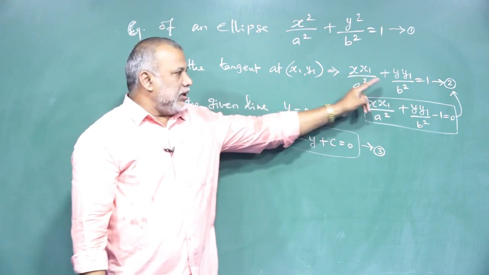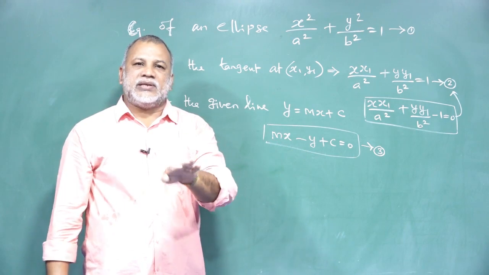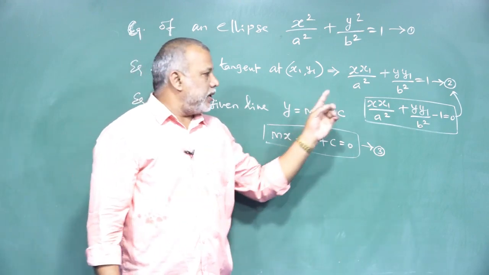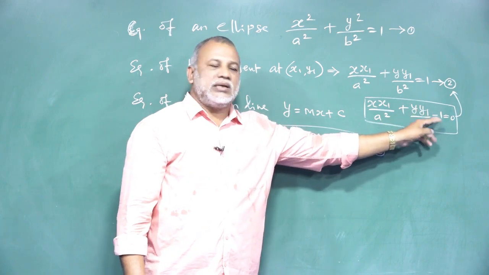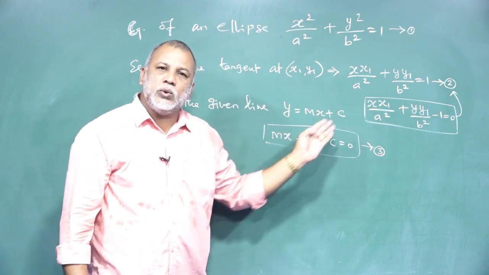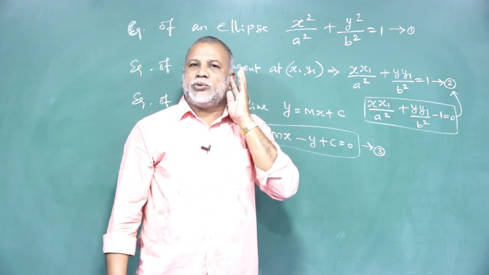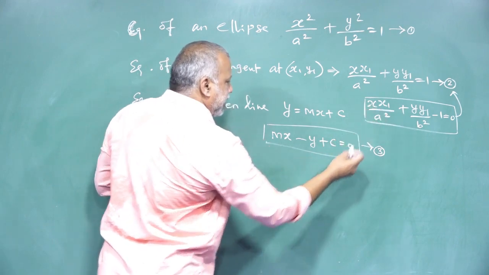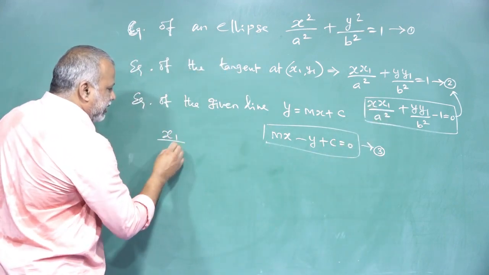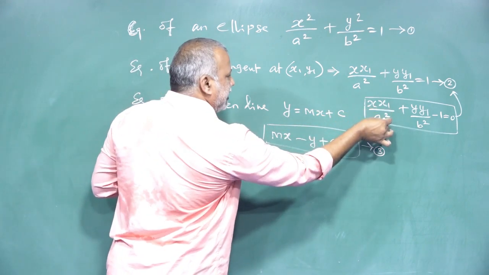Listen carefully. Equations 2 and 3 represent the same line. Therefore, the coefficient of x, coefficient of y, and constant term of equations 2 and 3 must be proportional. So we are going to find out that proportion. What is the meaning of proportional? What is the coefficient of x here? x1 divided by a squared. That is the coefficient of x.